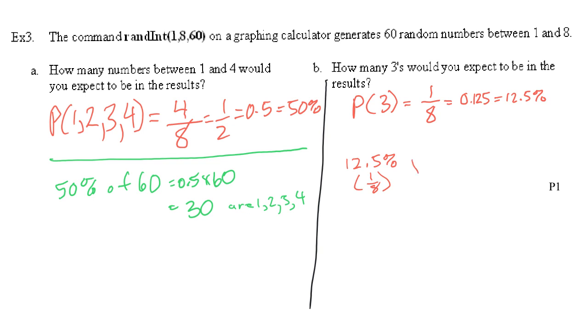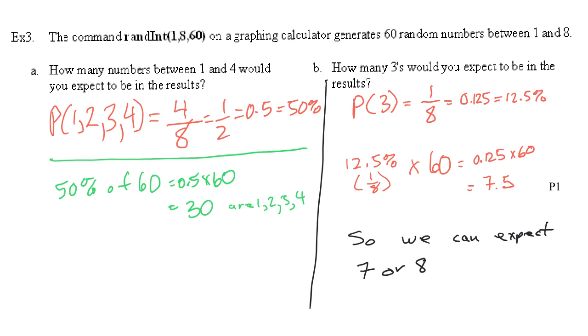And then what I'm going to do is I'm going to times it by 60. And that gives us 0.125 times 60, which gives us 7.5. And so you'd say, we can expect 7 or 8, because 7.5 is between 7 and 8, 3s on average. And we're done.